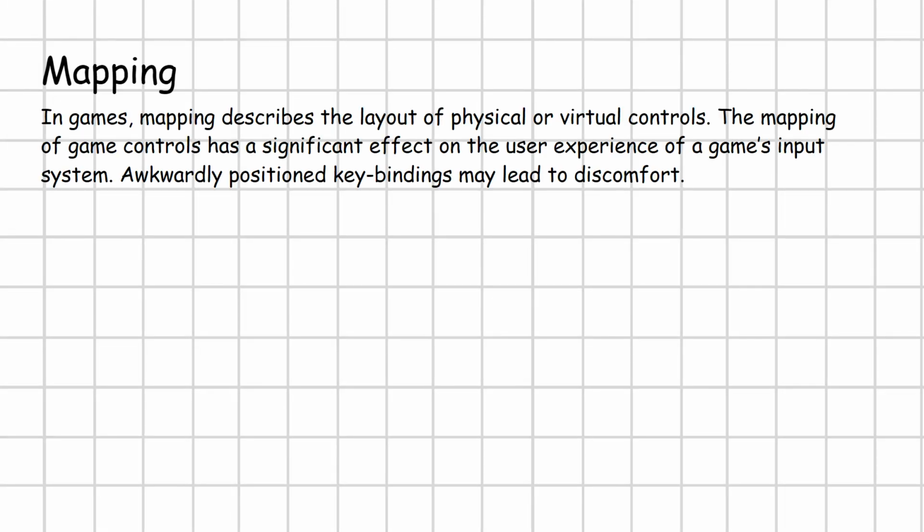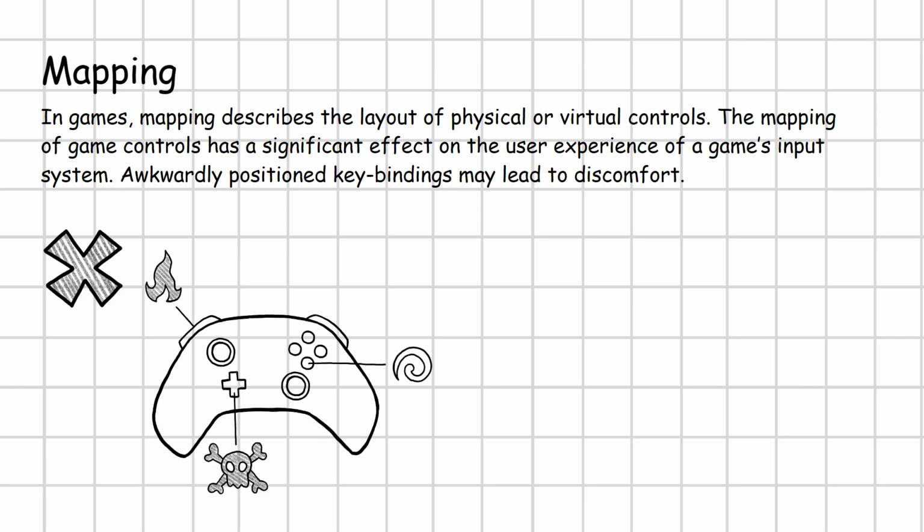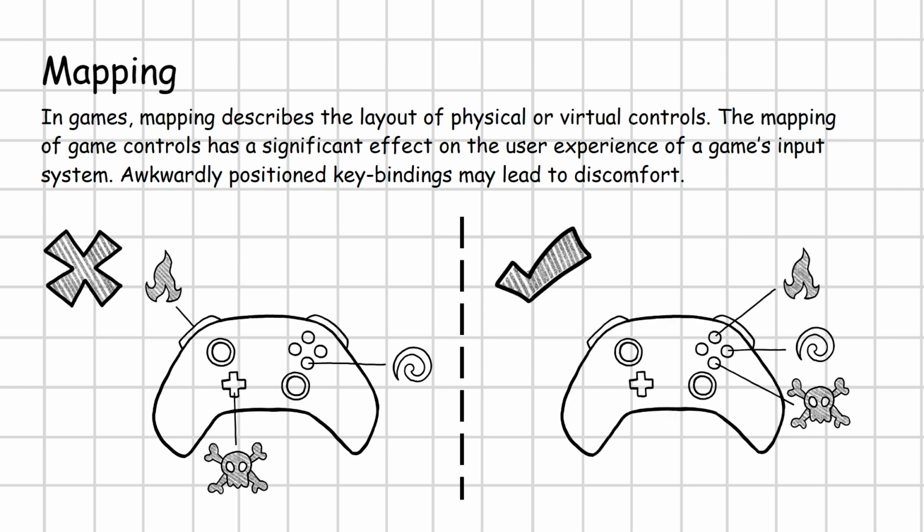Mapping is the relationship between the position of controls and their function. In games, mapping describes the layout of physical or virtual controls. While the physical location of buttons on a given controller is constant, different games can assign the function of those buttons differently, resulting in a different mapping. Virtual controls, on the other hand, grant designers total control over both location and function. The mapping of game controls has a significant effect on the user experience of a game's input system. Awkwardly positioned key bindings may lead to discomfort. In contrast, a well-designed control mapping will take advantage of ergonomics, leading to controls that feel natural.